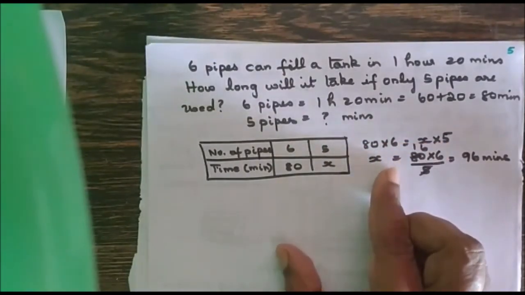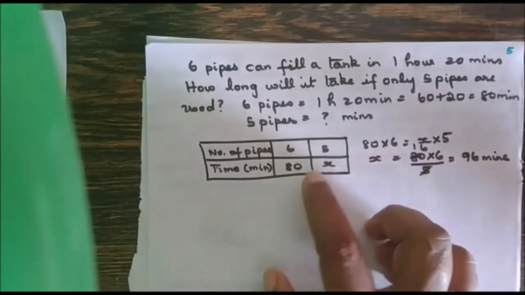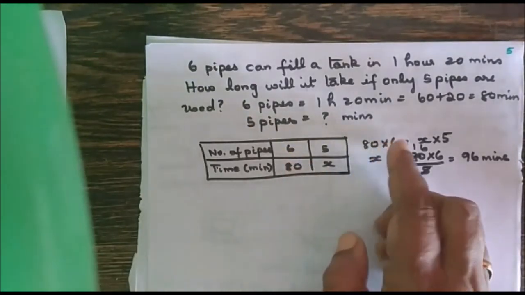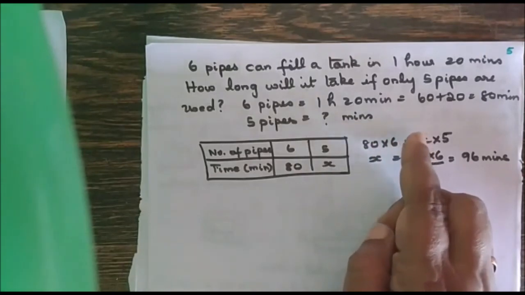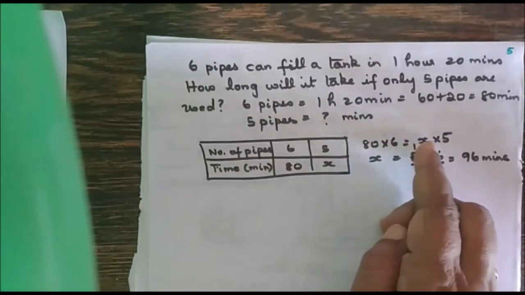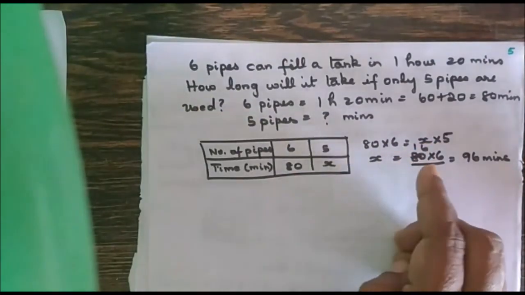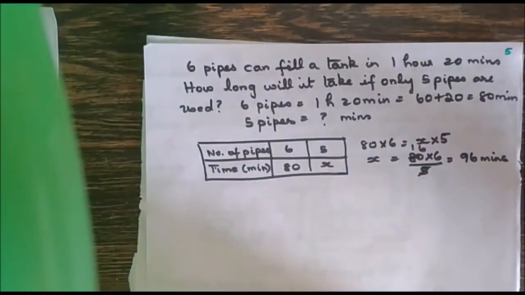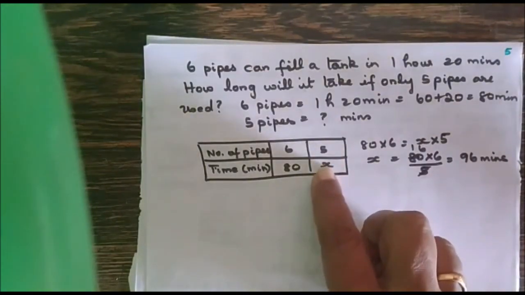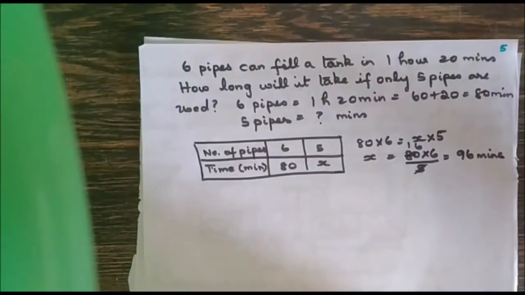You saw how we find it in inverse proportion. We multiply the two terms. So xy is equal to this. I'm sorry, 80 into 6 is equal to x into 5. x is equal to 96 minutes. So when the number of pipes decreases, the time taken increases. So this is an example of inverse proportion.